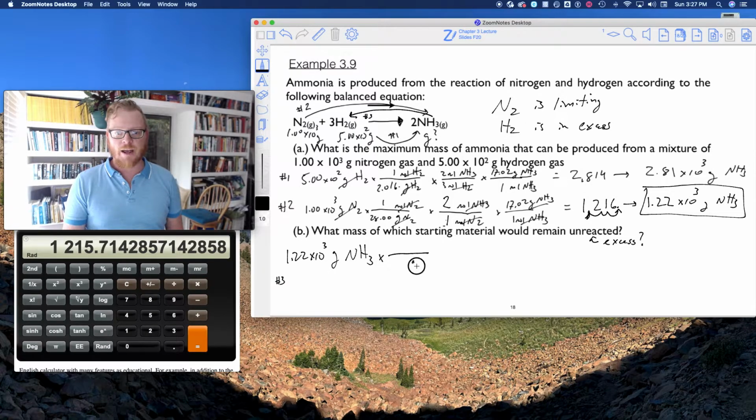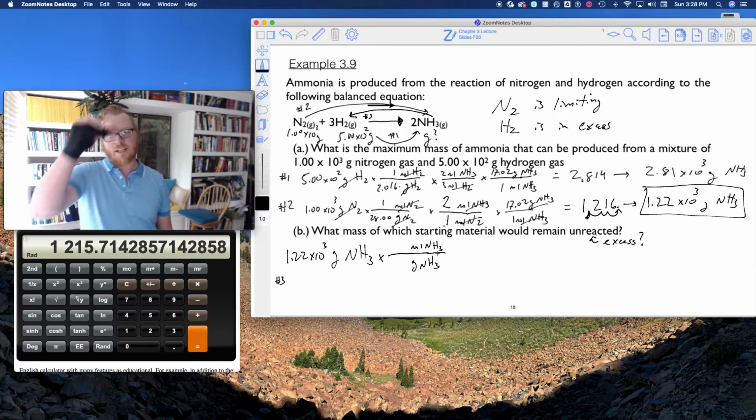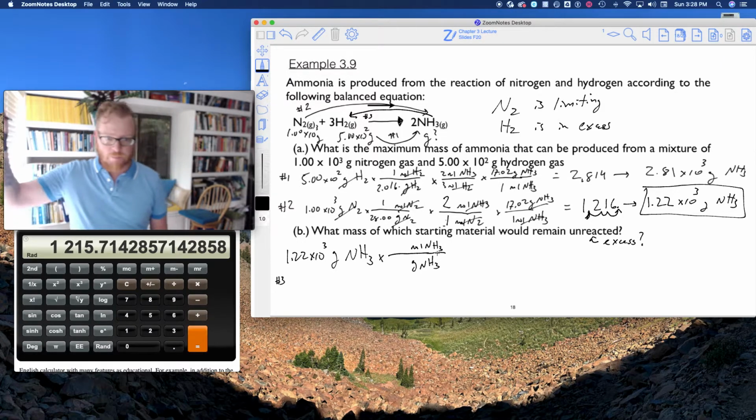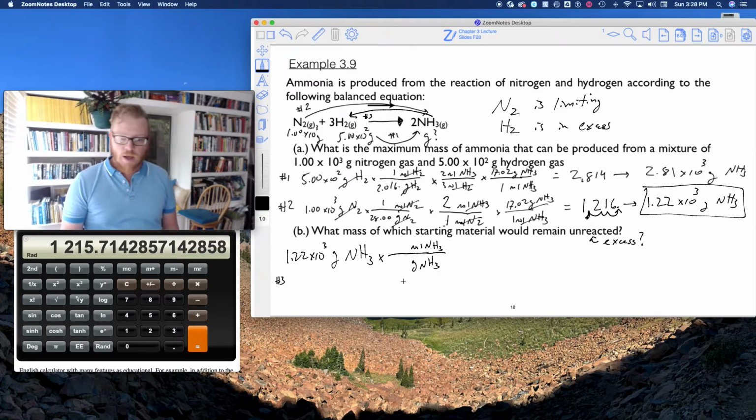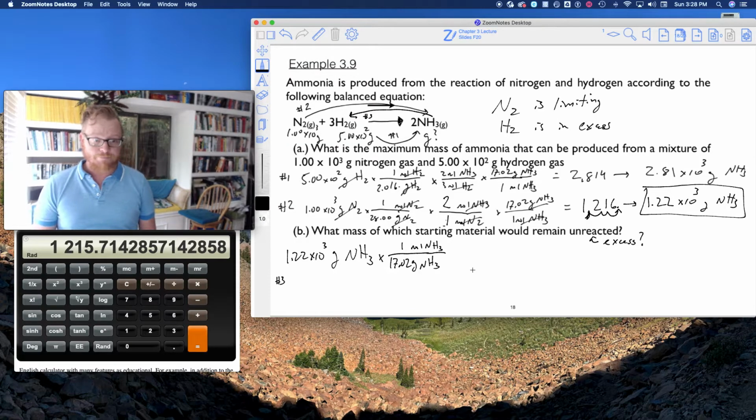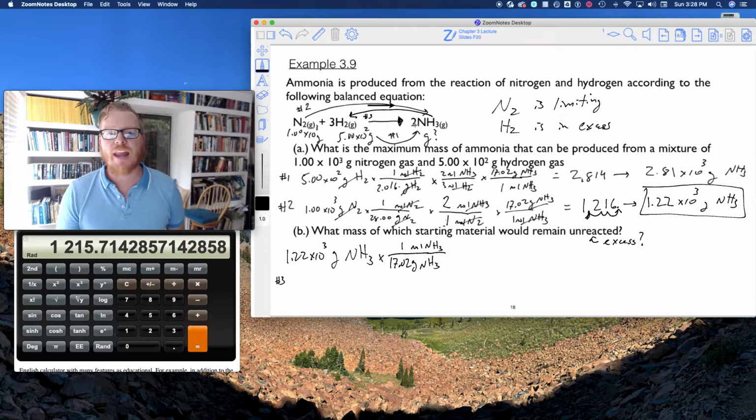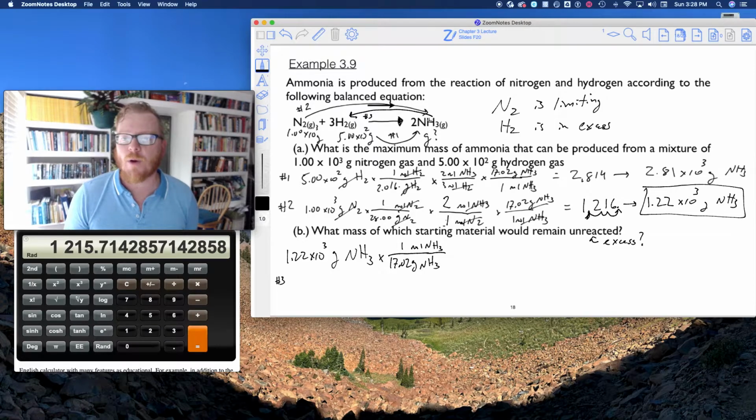We're going to say grams of ammonia to moles of ammonia. Remember, don't forget the dimensional analysis process. Down, up, down, up, down, up. We know that that's 17.02 grams of ammonia in 1 mole. Okay? And then now I'm working backwards. I'm working from ammonia to hydrogen.